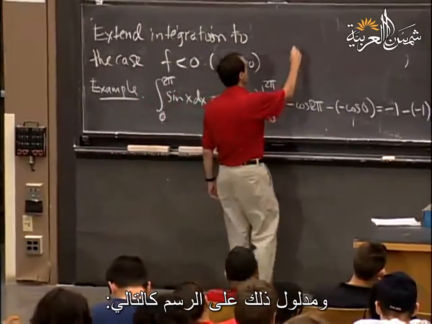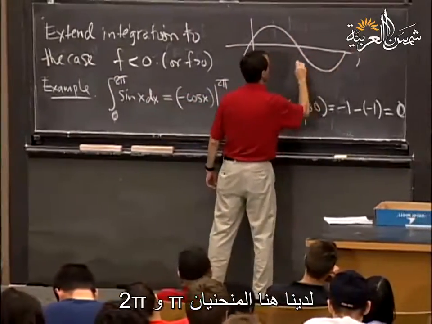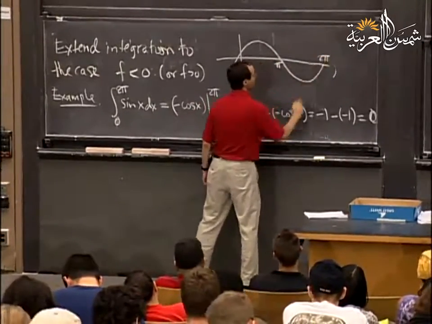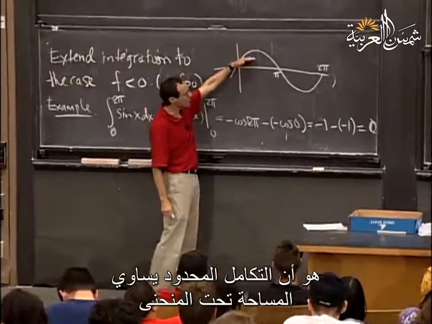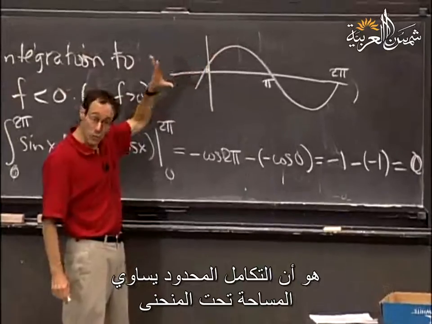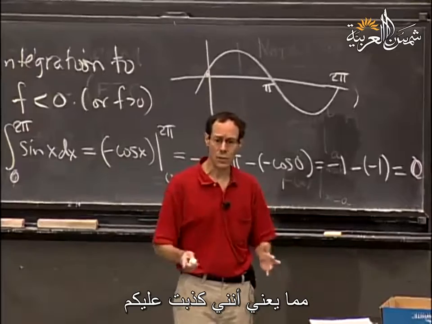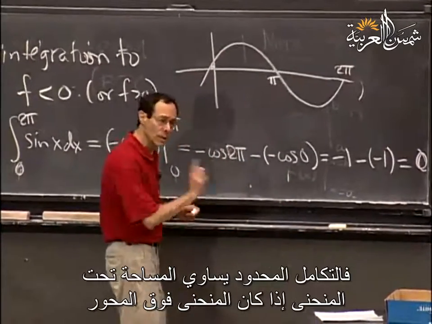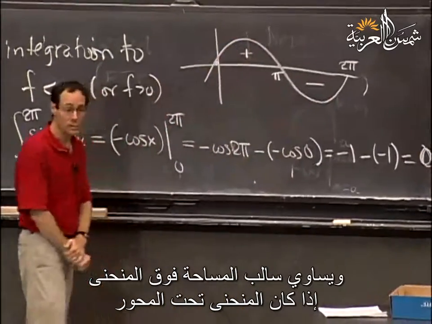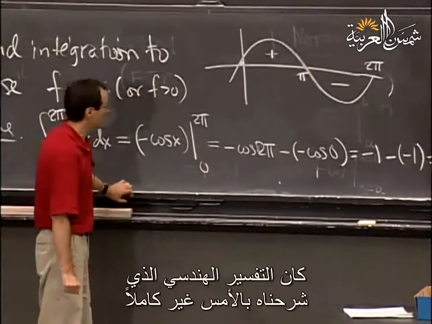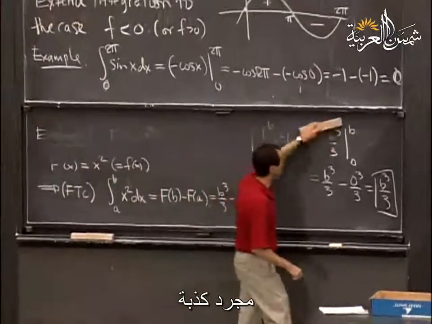And the interpretation of this is the following. Here's our double hump. Here's pi and here's 2 pi. And all that's happening is that the geometric interpretation that we had before of the area under the curve has to be taken with a grain of salt. In other words, I lied to you before when I said that the definite integral was the area under the curve. It's not. The definite integral is the area under the curve when it's above the axis, and it counts negatively when it's below the axis. So yesterday, my geometric interpretation was incomplete and really just a plain lie.